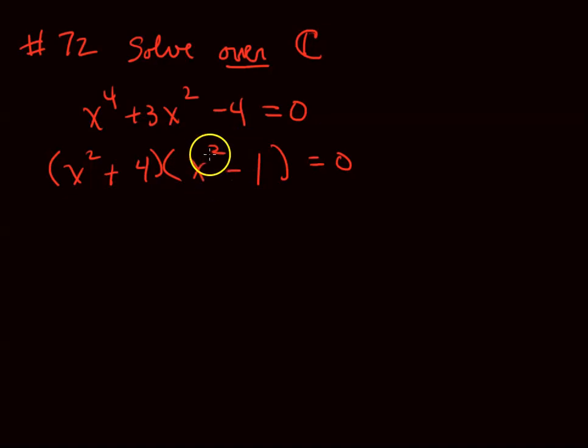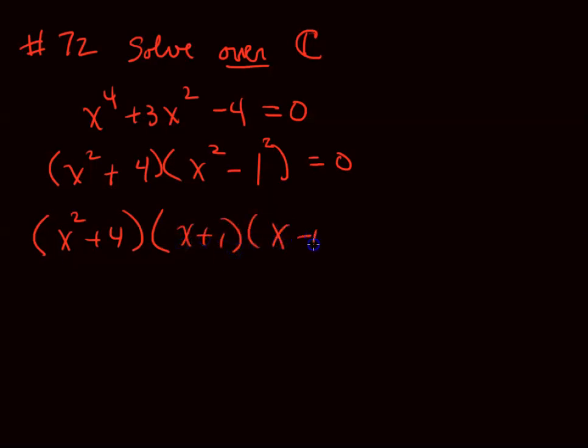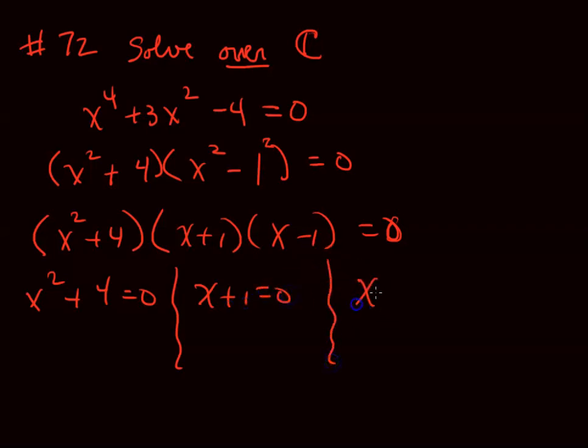So we keep factoring if we can. This is still x squared plus 4. But this is the difference of two squares. It's x plus 1 and x minus 1. And now that we've got this equal to 0, each of these factors can be set equal to 0. x squared plus 4 equals 0. x plus 1 equals 0. x minus 1 equals 0. These are real numbers. x equals 1. x equals a negative 1.